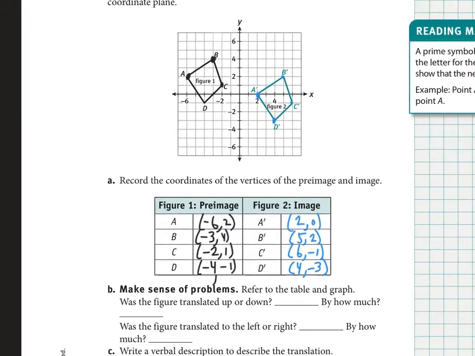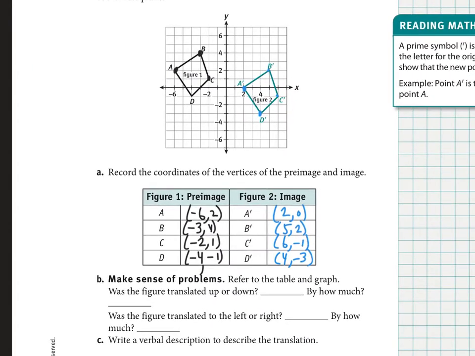Okay, so let's refer to the graph and the table. Was the figure translated up or down? When they say the figure, again, we're talking about the original image, which was this one. To translate it, we see that each of the new points is lower than it was originally. Look at where A is, and then A prime is down here. So the translation was down, and by how many units?